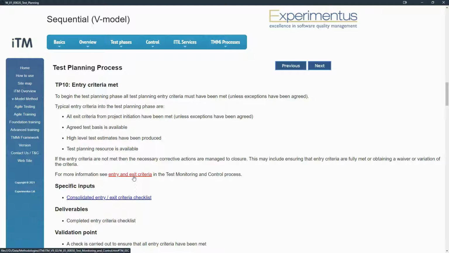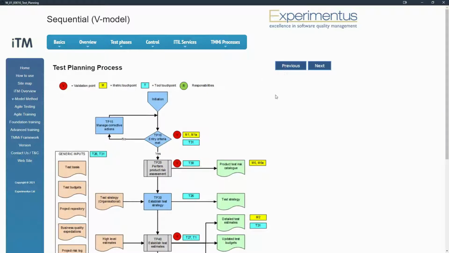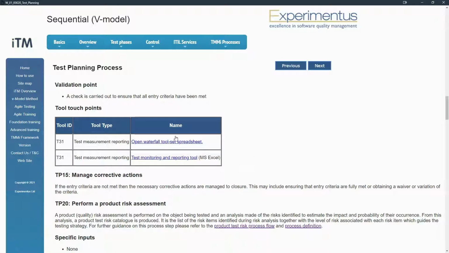Against some procedure elements, there are touch points of varying types. A validation touch point, a V in a red circle, indicates that at this stage of the process an important decision or check must be made. Selecting the validation icon displays the description. For TP10, the validation is that a check is carried out to ensure that all entry criteria have been met.